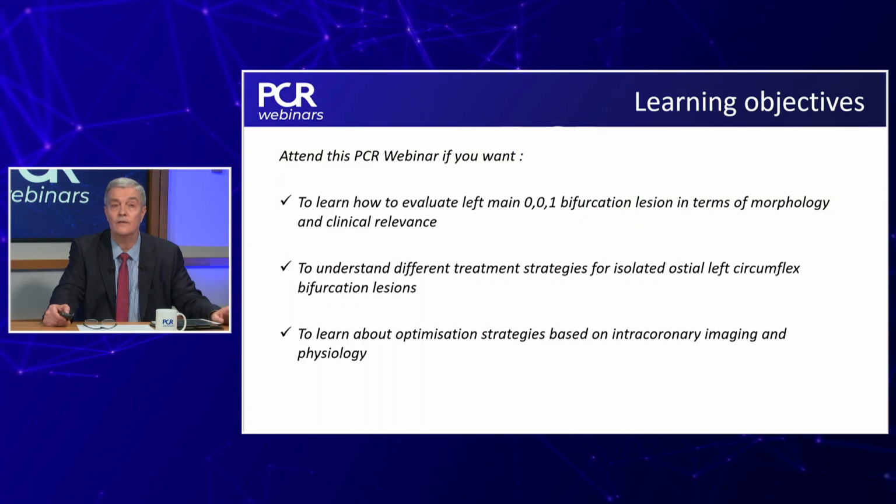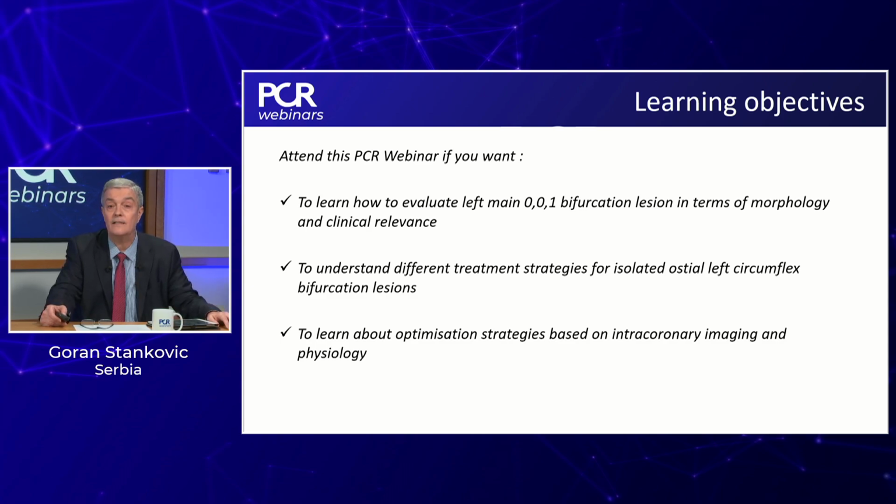Bifurcation Continuum has several modules, and for today we selected one of the most challenging lesion subsets, which is isolated ostial left circumflex stenosis. Our goals today are to learn how to evaluate left main Medina 0-0-1 bifurcation lesions in terms of morphology and clinical relevance, to understand and discuss different treatment strategies for isolated ostial circ, and to learn how to optimize the result by use of intracoronary imaging and physiology.